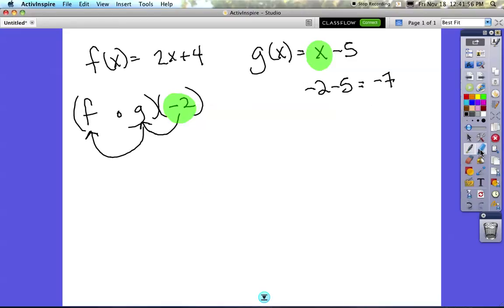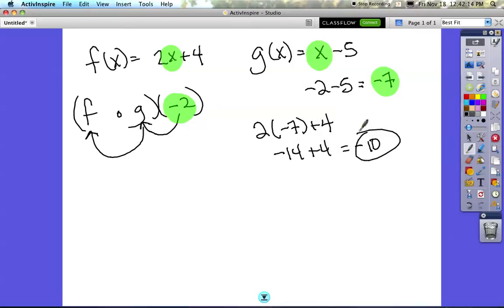So we're going to put this right there. And I'm going to say 2 times -7 plus 4. What's 2 times -7? Plus 4. Your final answer is -10. Now do for me g of f of 0.